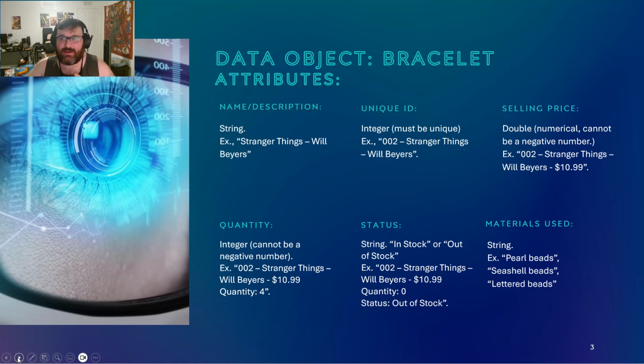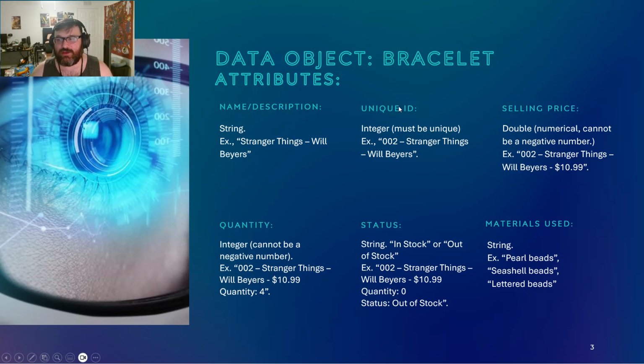We'll get to that a bit later, but for now we're going to go over some of the attributes that are basically what they see. So it's going to be a name and description, and I did provide examples here. An example of that would be if she made a Stranger Things Will Byers bracelet that maybe says his name or something. It's a string, that's the attribute type, and it will display like this, or it should display like this if everything goes perfectly.